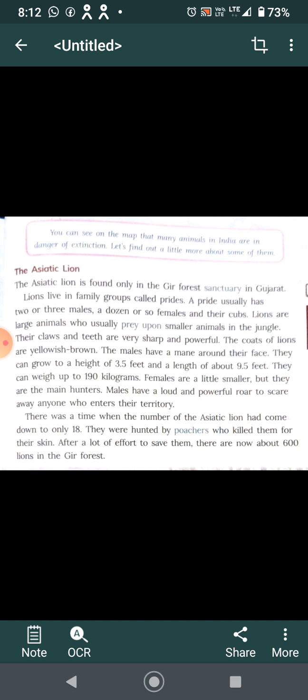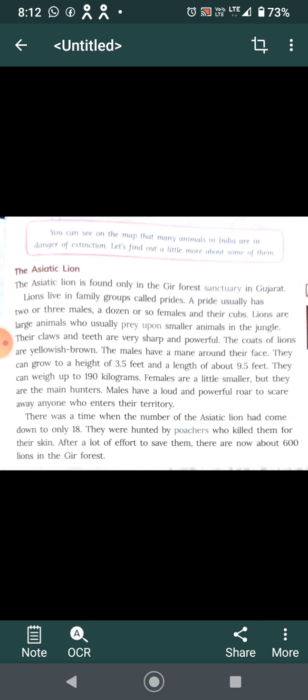You can see on the map that many animals in India are in danger of extinction. So there is a page in your book where there is a map, and you can see on the left hand side that these are all the animals which are getting extinct because of losing their home. First is the Asiatic lion. One by one we will discuss which animals are becoming endangered and what is the reason behind it.